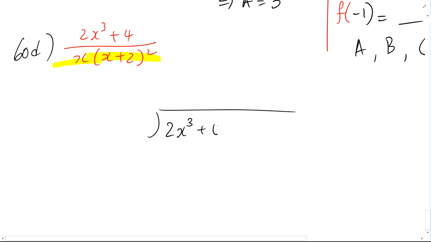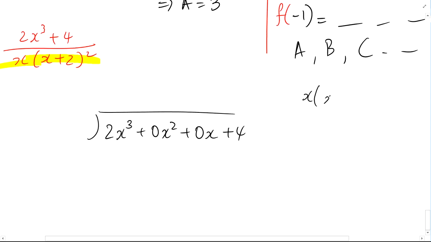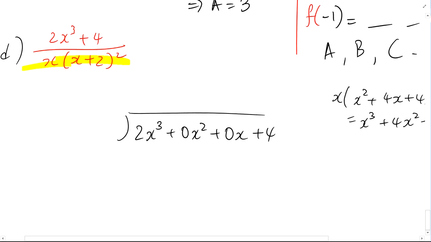2x cubed plus 0x squared plus 0x plus 4. Here we've got x. Okay, let us expand the denominator, I'll just do it at the side. x times (x squared plus 4x plus 4) gives x cubed plus 4x squared plus 4x.